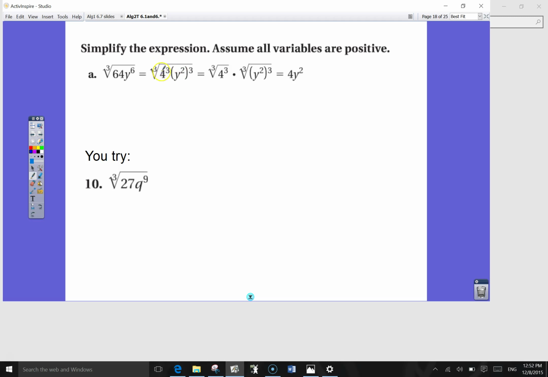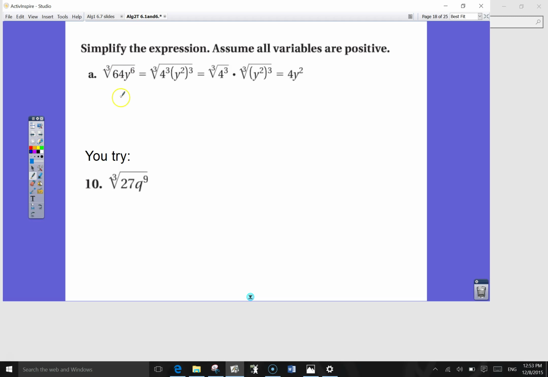The cubed root of 4 to the third is going to be 4. The cubed root of y squared to the third will be y squared because the 3's are matching up. Now that's not the way I would normally do it, but there's nothing wrong with it. They're equivalent. Everything's equivalent, right?